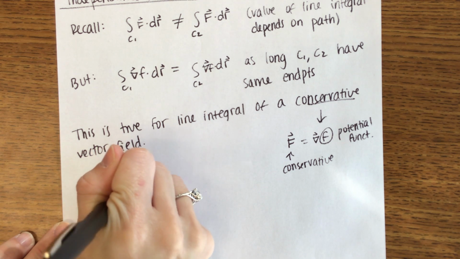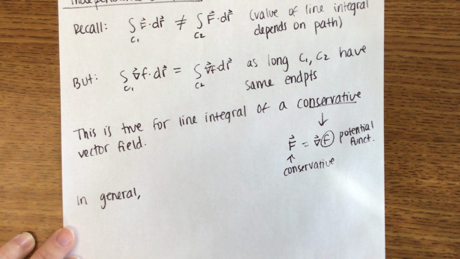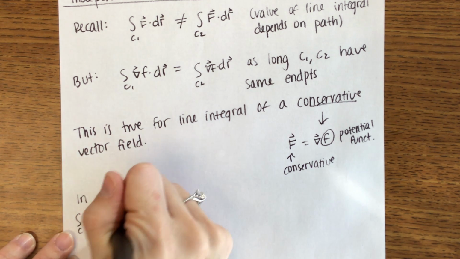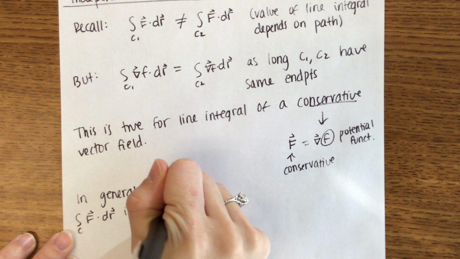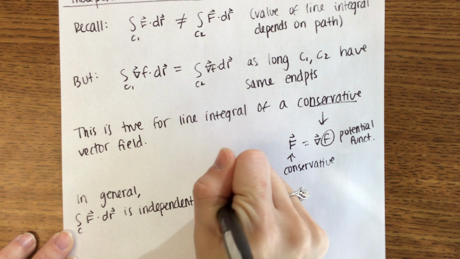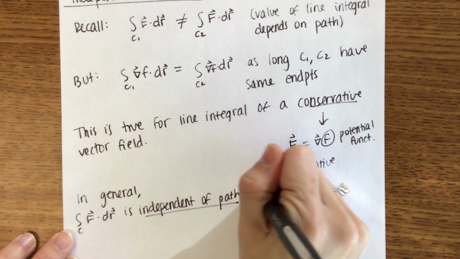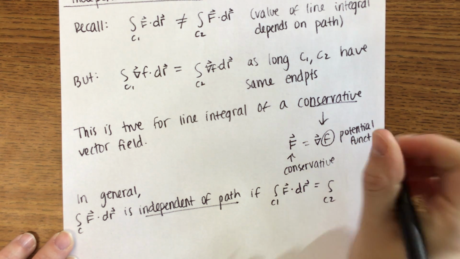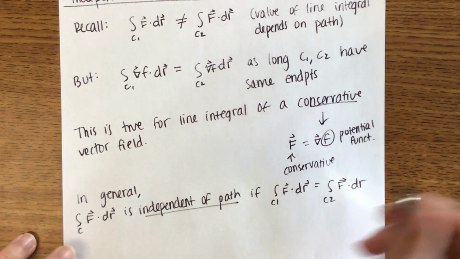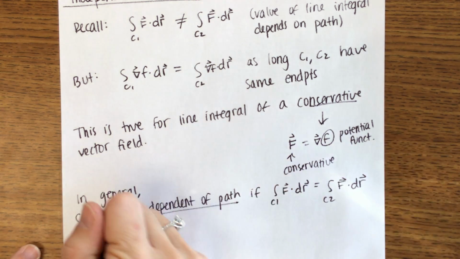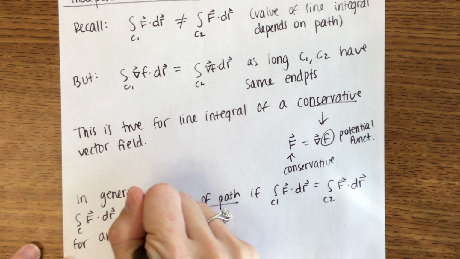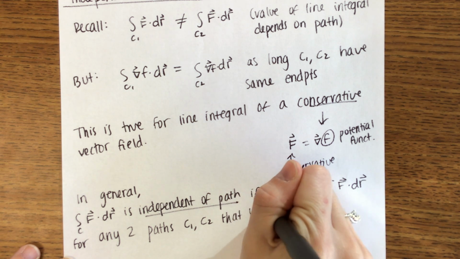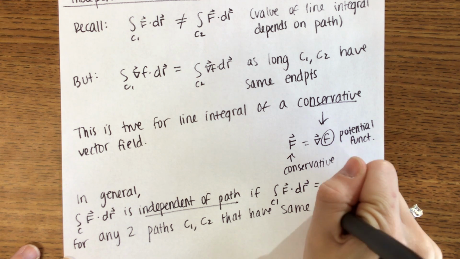Okay, here's where that leads us to. In general, the line integral along the curve C of F dot dr, we say, is independent of path if the line integral over curve 1 of F dot dr is equal to the line integral over curve 2 of F dot dr for any two paths C1 and C2 that have the same initial and end points.